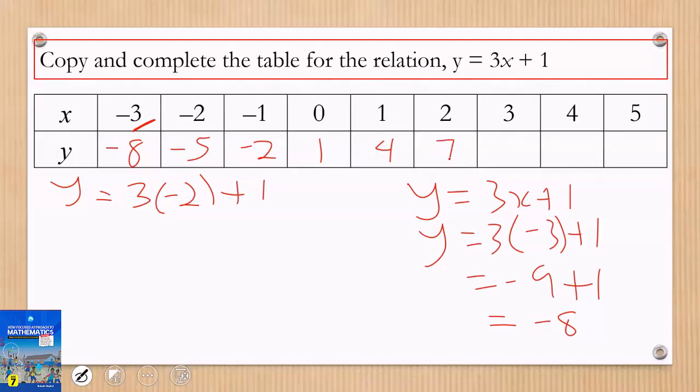And if you put in 3, 9 + 1, which is 10. If you put in 4, which is 12 + 1, 13, and it goes in that order. So if you put in 5, you are going to get 15 + 1, which is 16 as well.